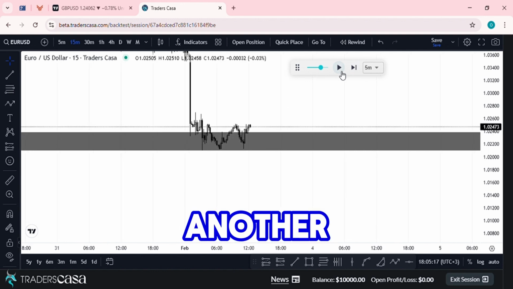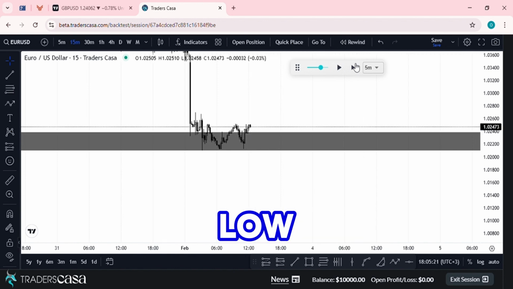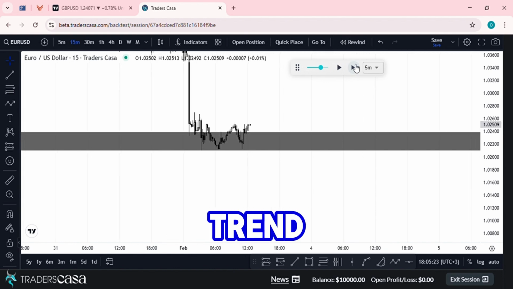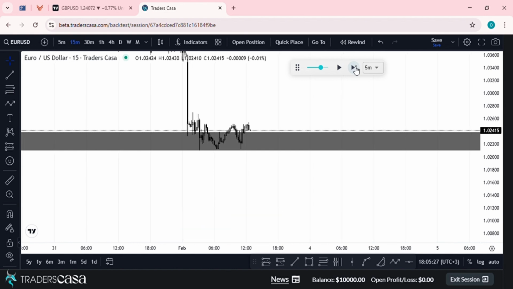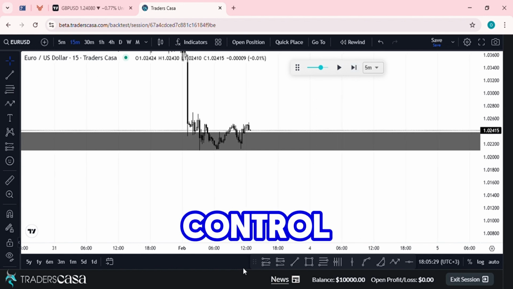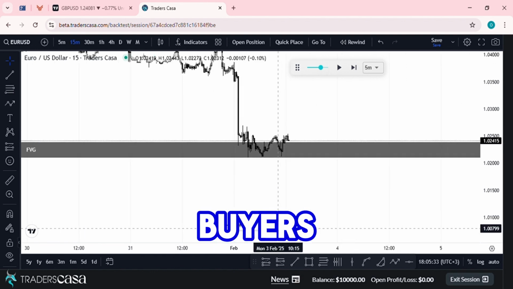So this is going to be another liquidity pool supporting Asia high. What do we see over here? Inducement low, attacking this bearish trendline liquidity. Build up of liquidity, inducement low. What is this showing me? Buyers are in control. Build up of liquidity, inducement of liquidity, push out, buyers are in control.